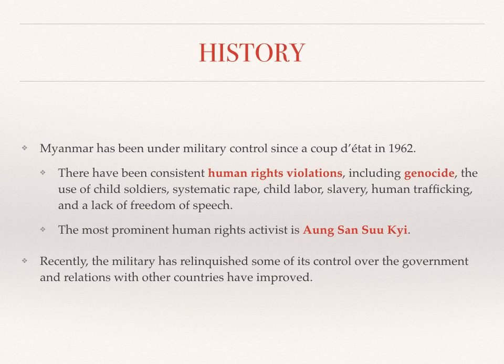History. Myanmar has been under military control since a coup d'etat back in 1962. Throughout this time, there's been consistent human rights violations, including acts of genocide, the use of child soldiers, systematic rape, child labor, slavery, human trafficking, and lack of freedom of speech. A prominent human rights activist from Myanmar is Aung San Suu Kyi. She's fought for more democratic rights in the country.